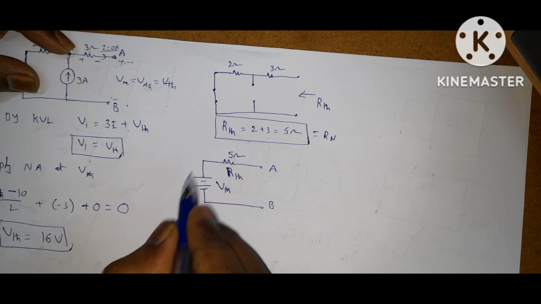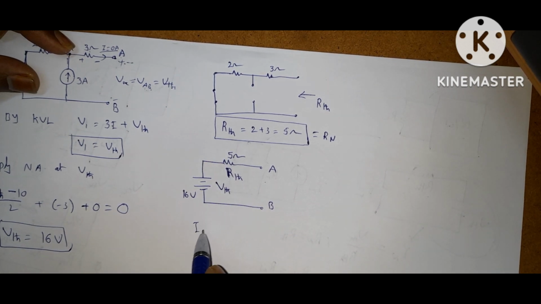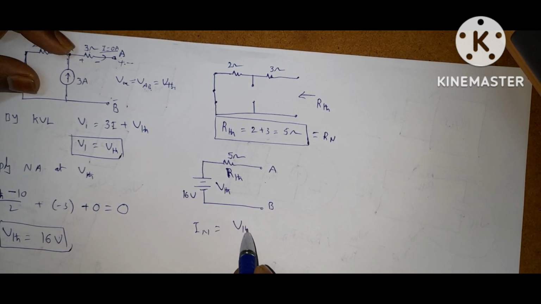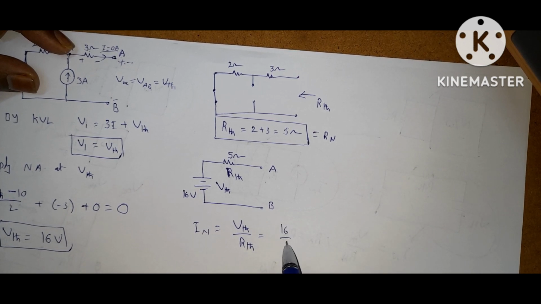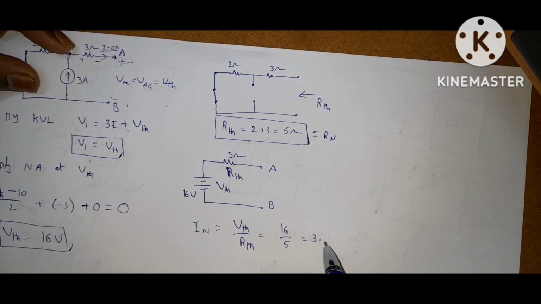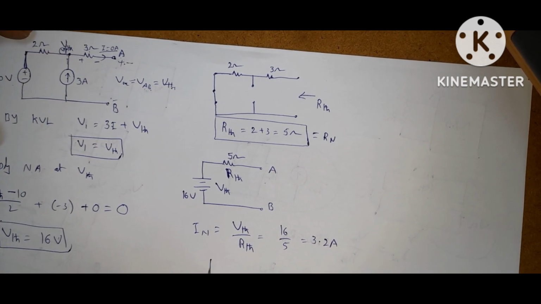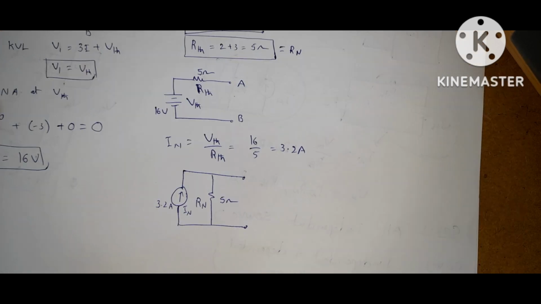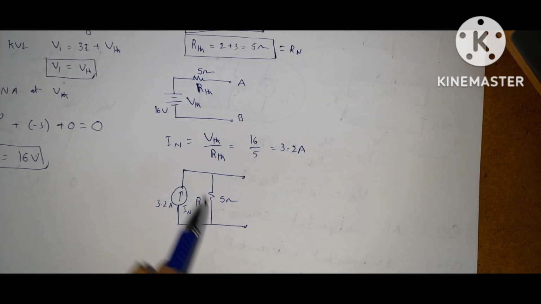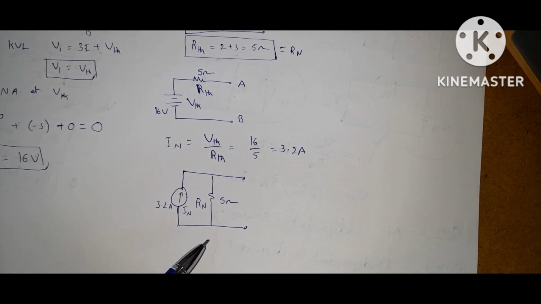Now apply source transformation for this one. So you will get I Norton is equal to V Thevenin by R Thevenin. So what are we getting? 16 by 5, 3.2 amps. This is the Norton current. So the Norton equivalent becomes like this. Okay, this is the Thevenin equivalent and this is the Norton equivalent.